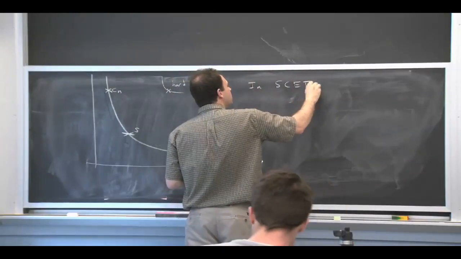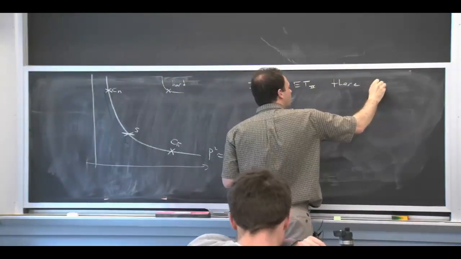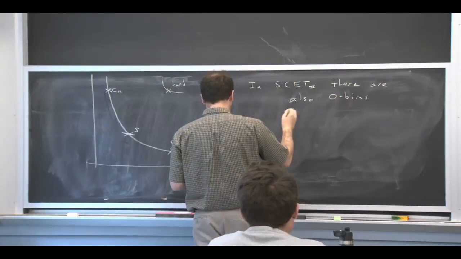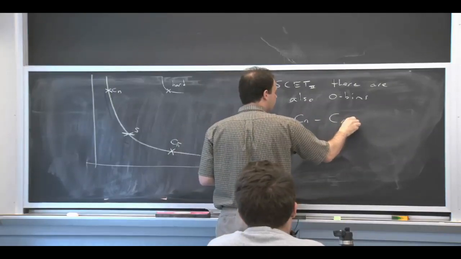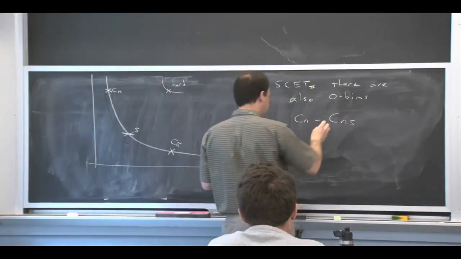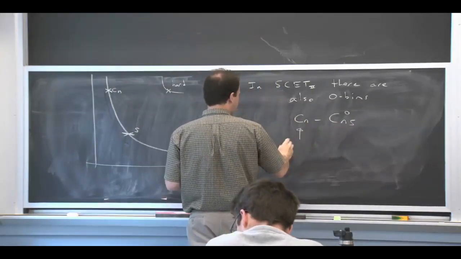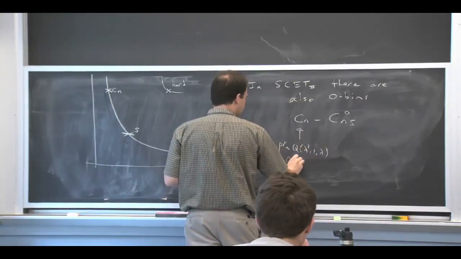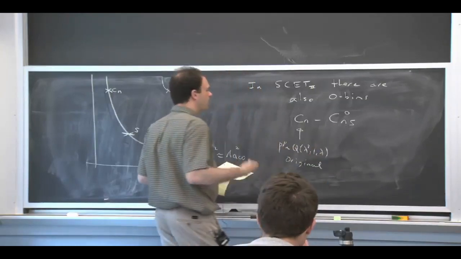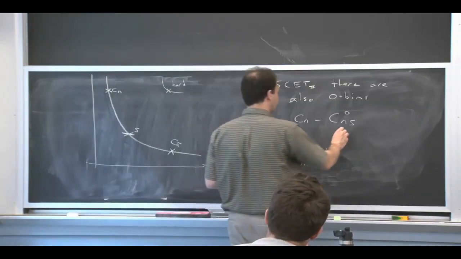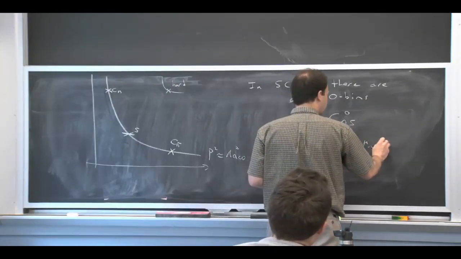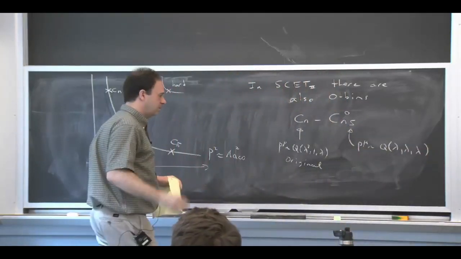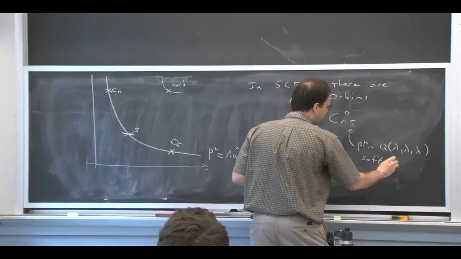But in general, in SCET2, there are also zero bins. So in general, you would have something like, let me denote it this way, C_n minus C_n soft. What I mean by this is my original amplitude, where p^mu is scaling like Q(lambda^2, 1, lambda), the original scaling. And this would be a subtraction where you take that amplitude and make it scale like in the soft regime. So it would be p^mu scaling like Q(lambda, lambda, lambda).